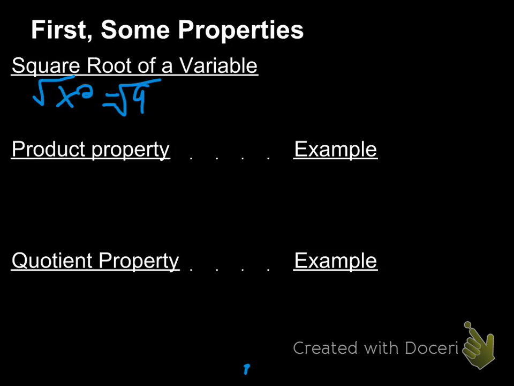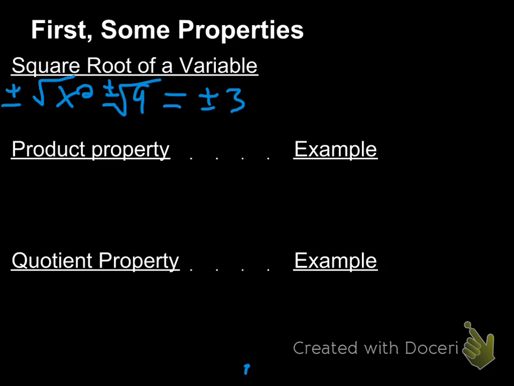I can either have positive square root of 9 or negative square root of 9. So, real quick, what is that? Yeah, plus or minus 3, right?